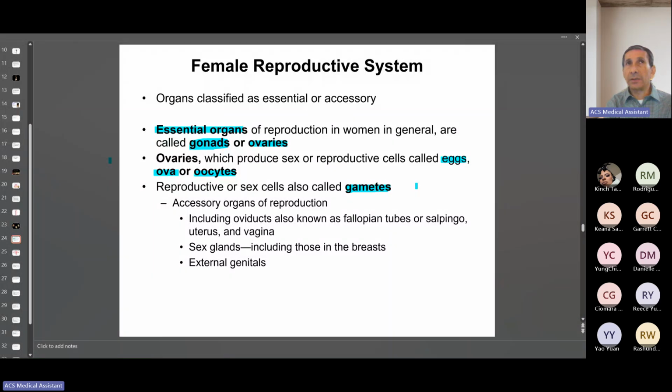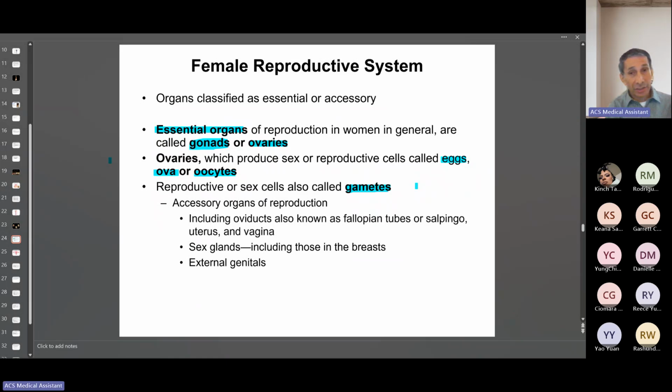So instead of saying, in general, the female sex cells or just sex cells, we say gametes. The male sex cells, gametes. If you want to be more specific, it depends: if it is males, we're going to say sperm. Sperm are the male gametes. The eggs, the ova, and the oocytes, which mean the same, are the female gametes.